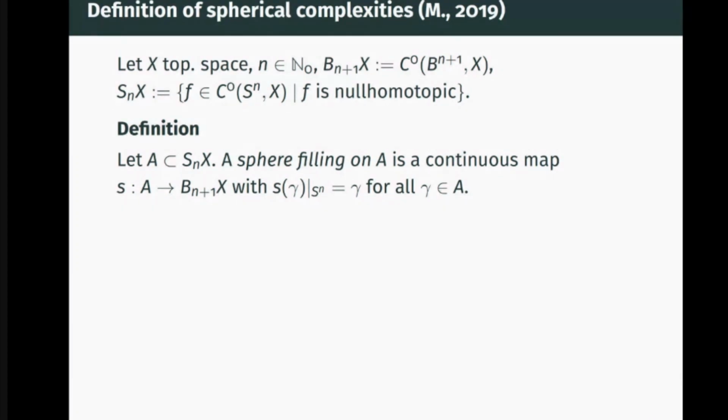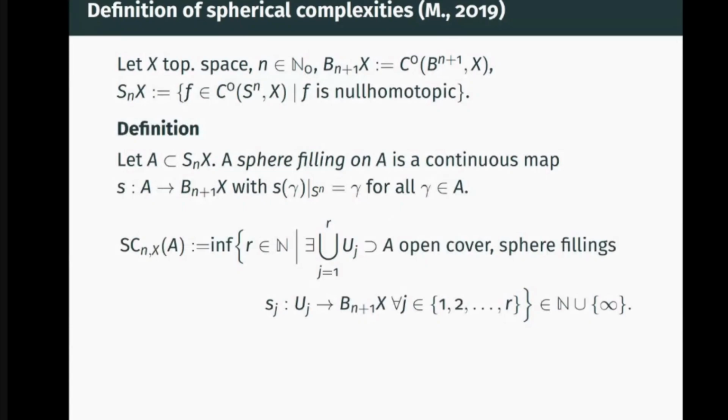So this is a sphere filling, and this I can now use to give a definition of an invariant in a kind of TC style. I call them SC_n, with an index X and the set A. This is the smallest number r such that I can cover A by r open subsets, such that over each of these subsets I have a sphere filling. Again, I could also do this in sectional category, namely I can take a fibration which just goes from this ball space to the sphere space, namely just a restriction. This is a fibration. So then we get the sectional category, and I get the whole machinery running. But this is the explicit definition here. So I can cover this by sphere filling domains.